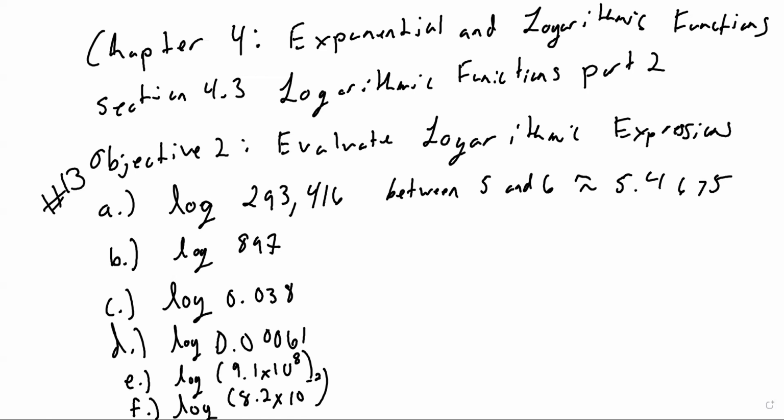But again, I love the technique of just looking at it. You know, it's got to be greater than 100,000, but less than a million. But if they're going to make you type it in the calculator anyways, 5.4 is obviously between 5 and 6. So I think you can answer that question just as easily.